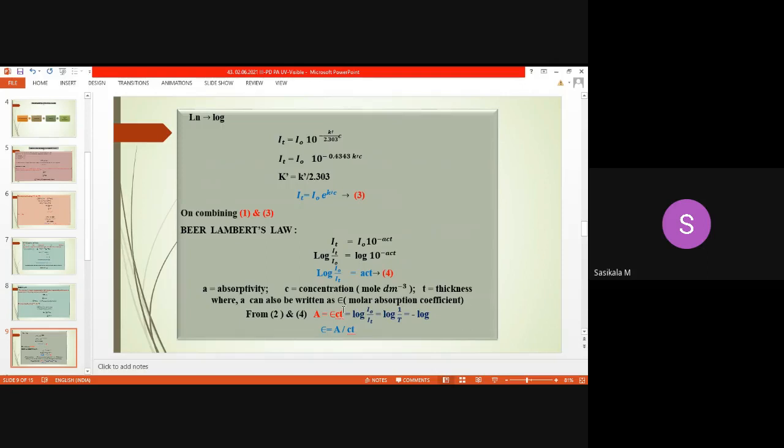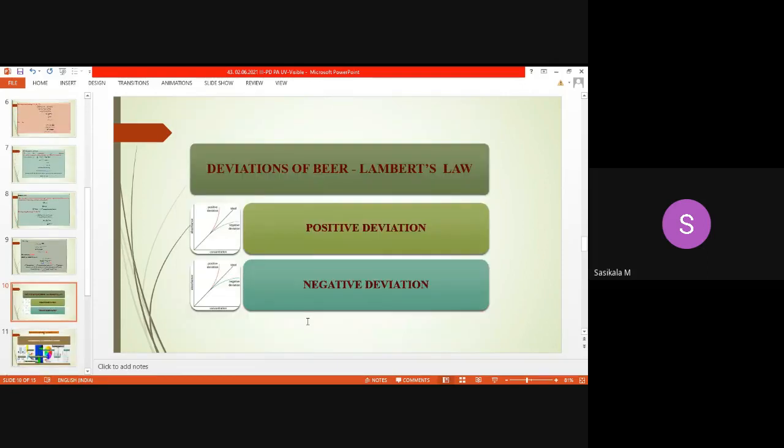If the thickness is high, then the radiation intensity will be decreased, and transmitted light will be decreased. C is the concentration of absorbing species. So taking all these parameters, we can quantify. For quantification purposes, what equation will you be using? A equal to ABC.